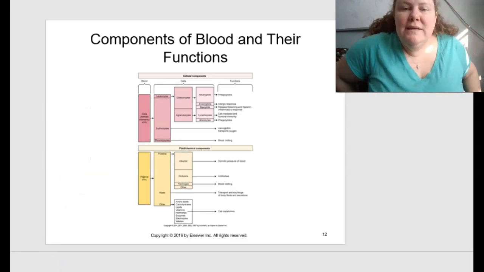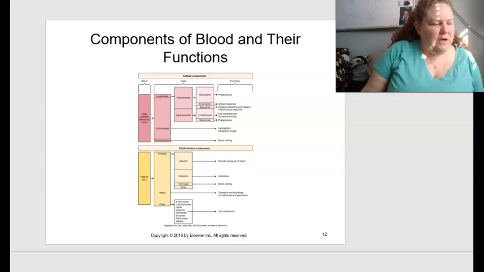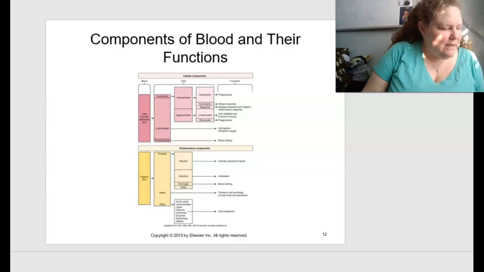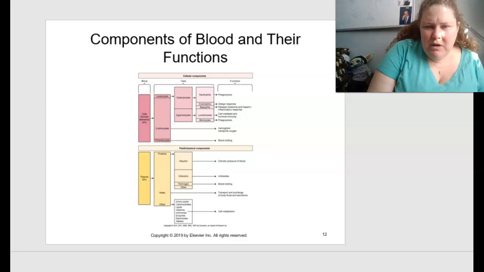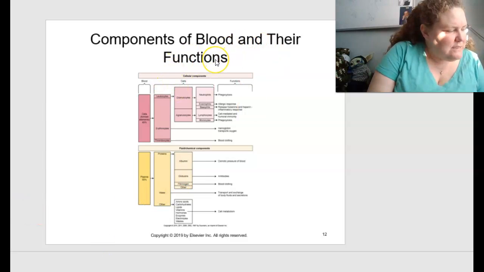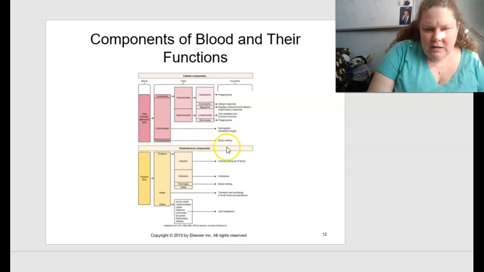Okay, so now on to the components of blood and their functions, and this is found on page 189 of your textbook. So on the top here, we have the cellular components, which is the cells of the formed elements, and that's about 45% of it. You have your cells in this little bracket, including your leukocytes, your erythrocytes, and your thrombocytes. And your erythrocytes here in the middle include your hemoglobin, which transports oxygen, and your thrombocytes are described over here, and those are your blood clotting factors.